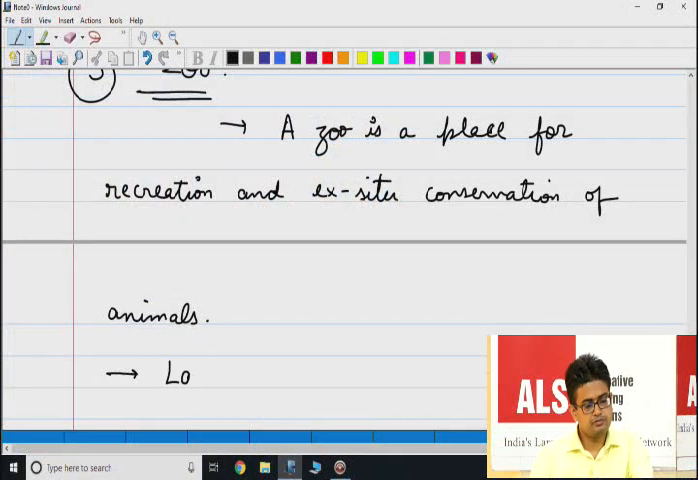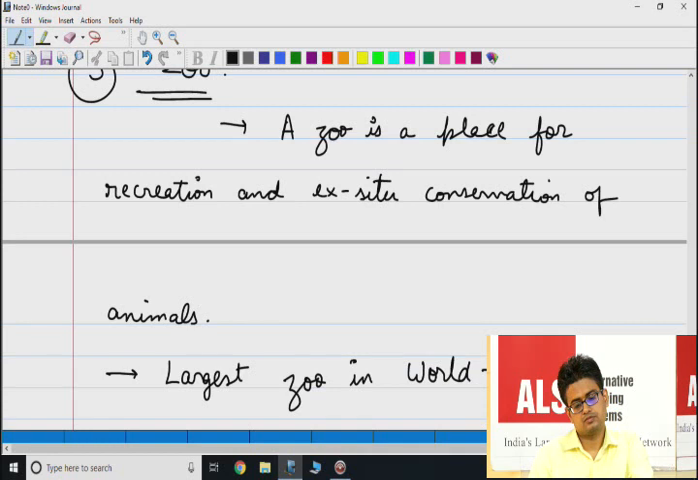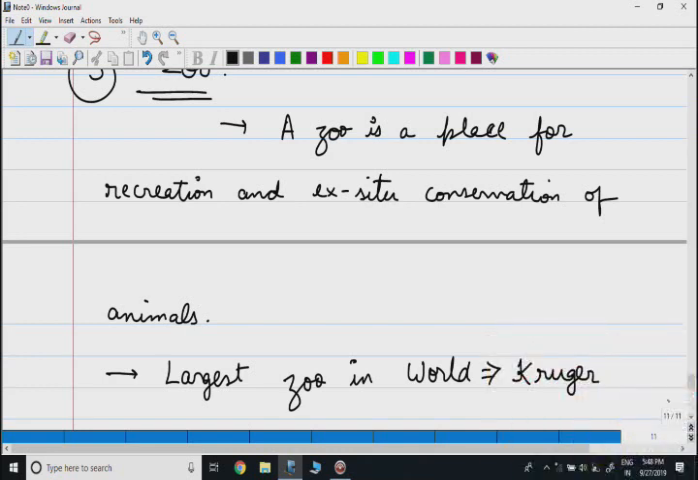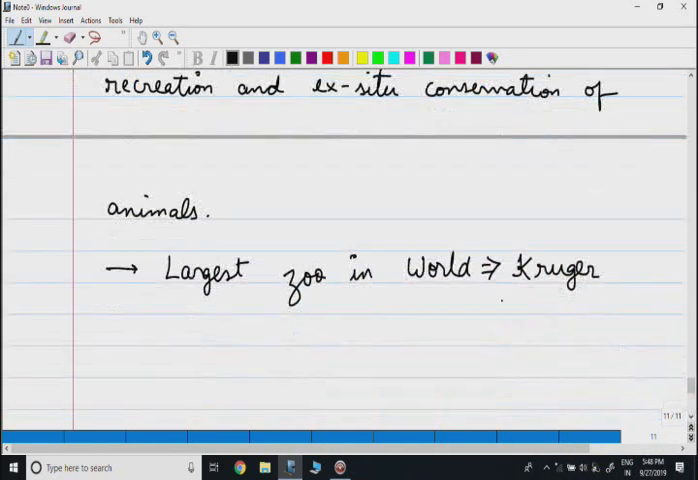Largest zoo in the world. Largest zoo in the world is? Anybody? Kruger National Park, South Africa. It's called a national park, but it's very huge. It's actually a zoo. Kruger National Park, South Africa. It's very large.